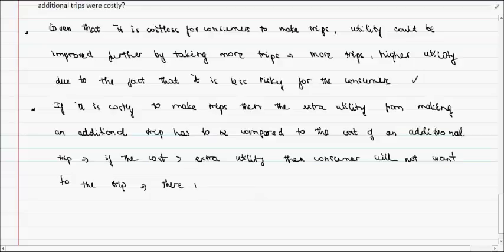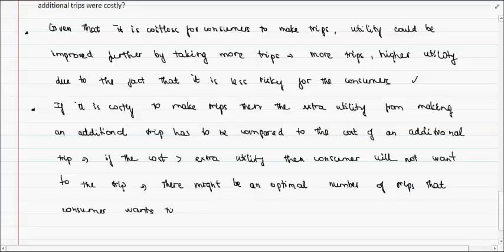So I'll say there might be an optimal number of trips that the consumer wants to take. Not an unlimited number of trips as before anymore. Right?